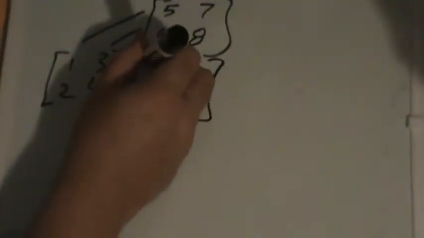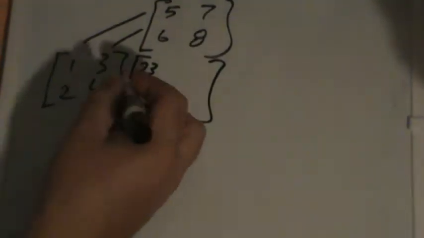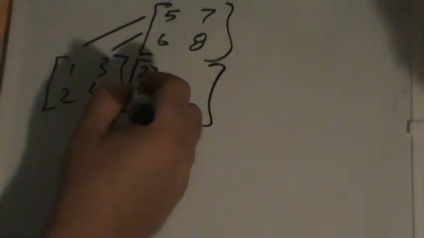To get this first element, the 1, 1 element here, I do 1 times 5 gives me 5, 3 times 6 gives me 18, 5 plus 18 gives me 23. And to get this element, I go 2 times 5 is 10, 4 times 6 is 24, add 10 and 24, and I get 34. And then we can, of course, continue this process on to get the back elements here.